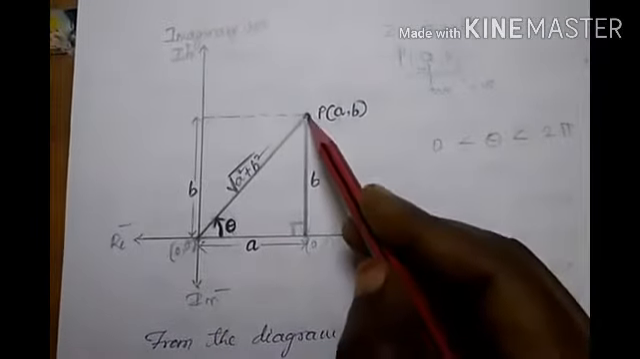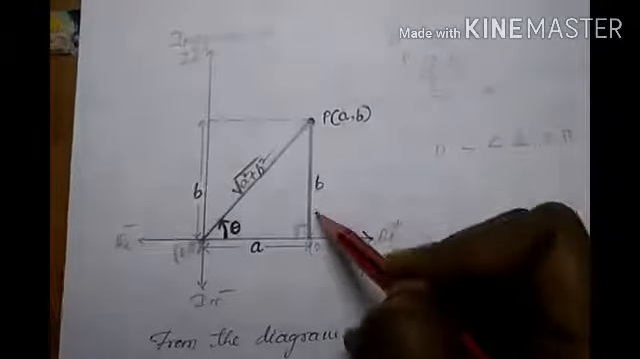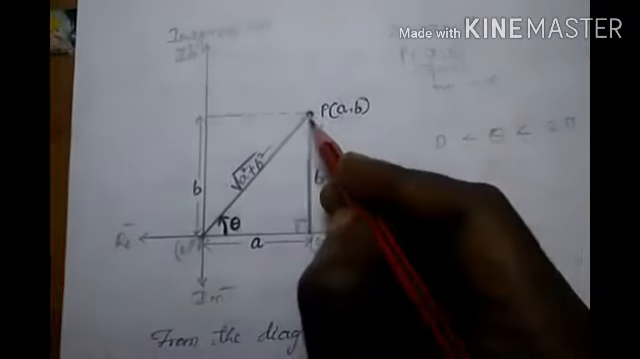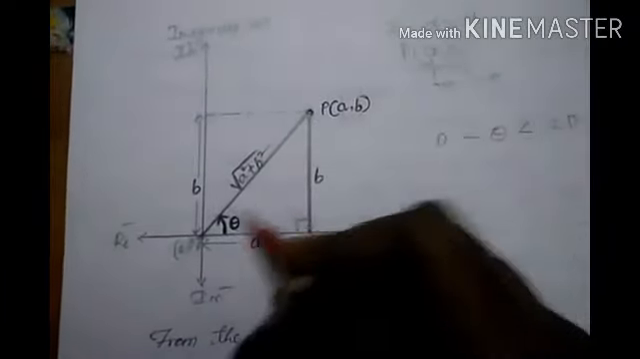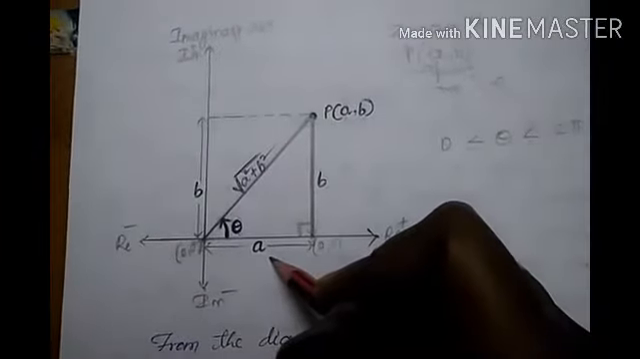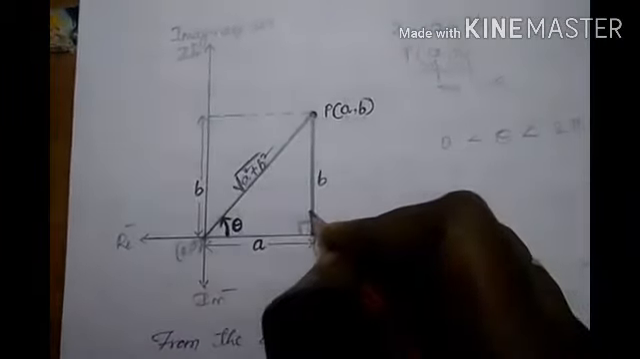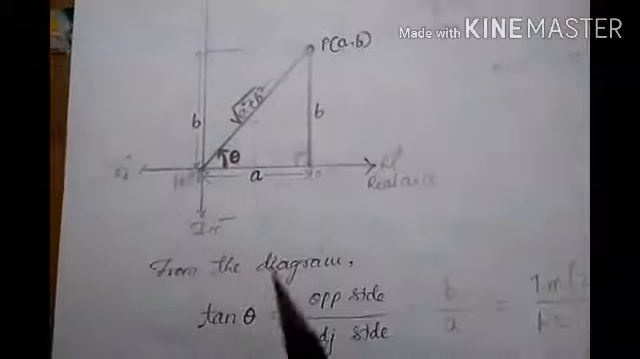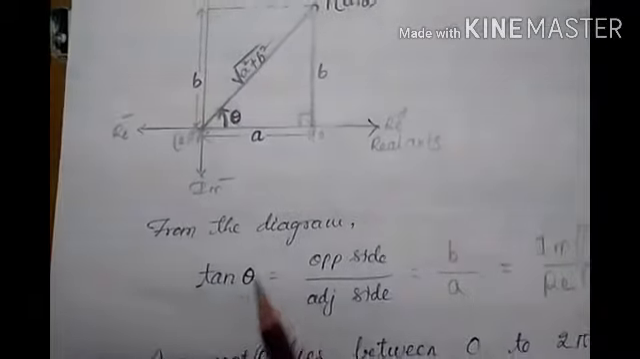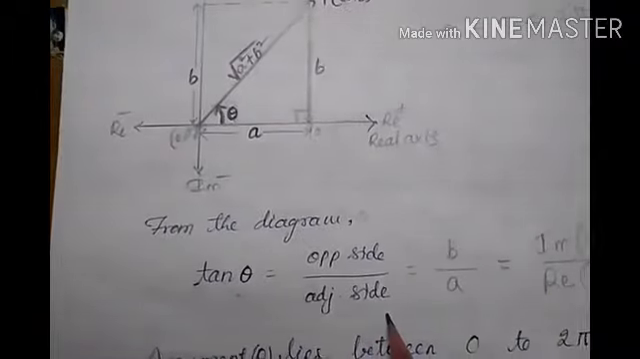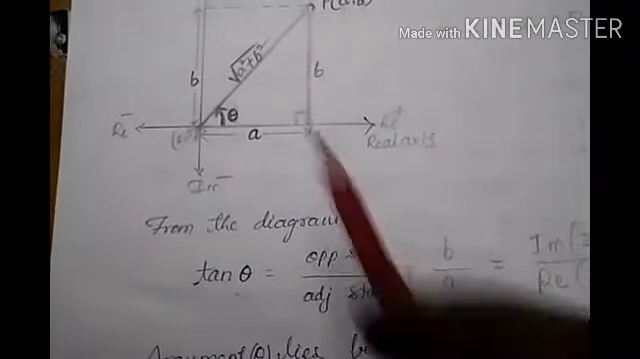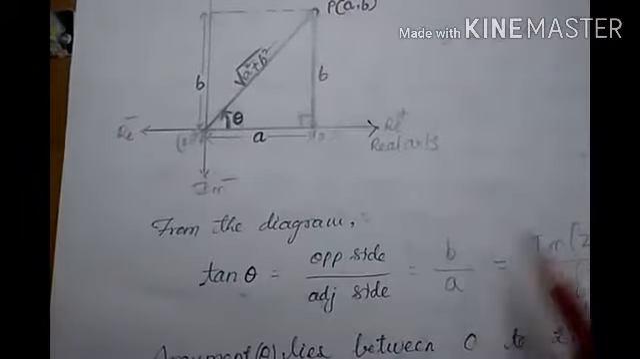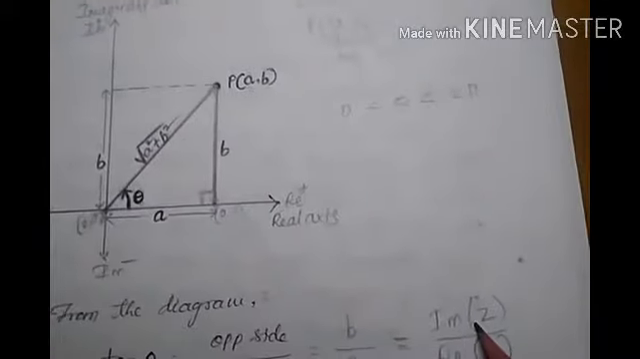Let us observe, we have b and a. By using these two sides, which ratio do we have to use? For theta, this is the opposite side and this is the adjacent side. So we should use tan theta. Tan theta is equal to opposite side by adjacent side, that is b by a, which is equal to imaginary Z by real Z.